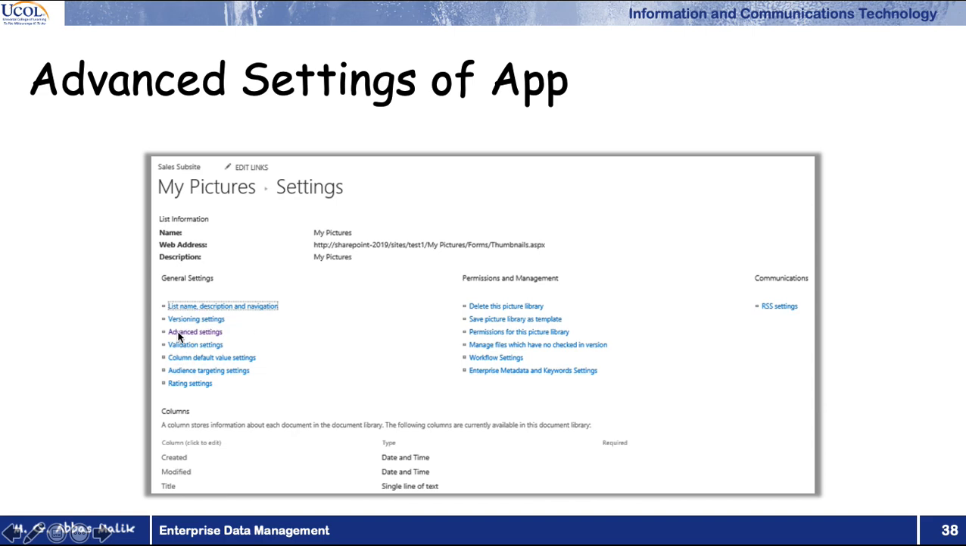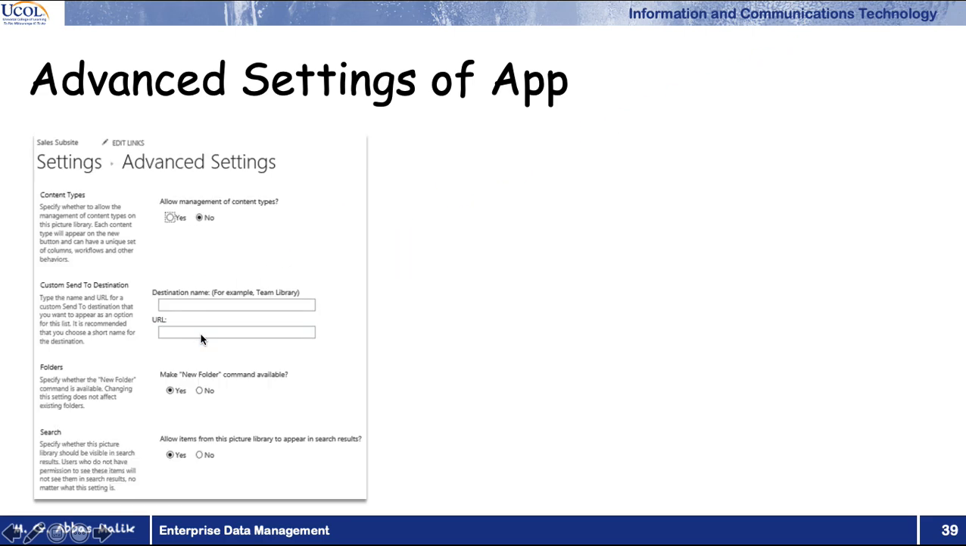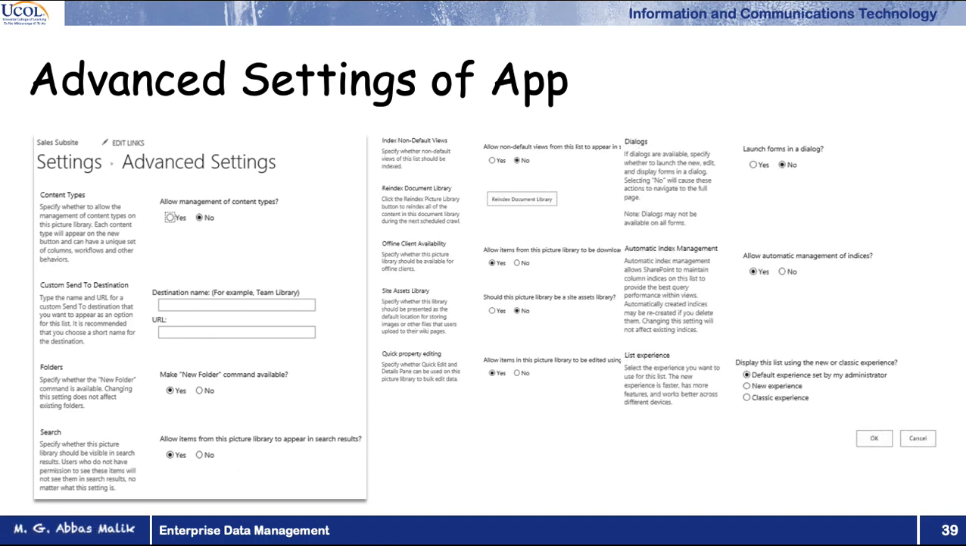So first let's see the advanced settings. When we click on the advanced settings, you see this information. We have different content types, custom send destination, and the make new folder command available, yes or no. I mean, people can make new folders within that particular specific picture library, yes or no. We can apply the search, we can search some information, do you want to index the views, and so on. So these are the different types of settings, how it will look and how it will behave, that particular specific picture library.